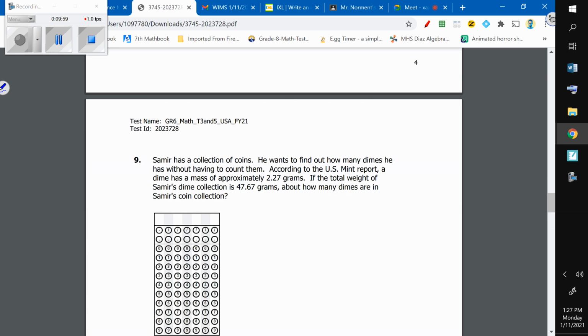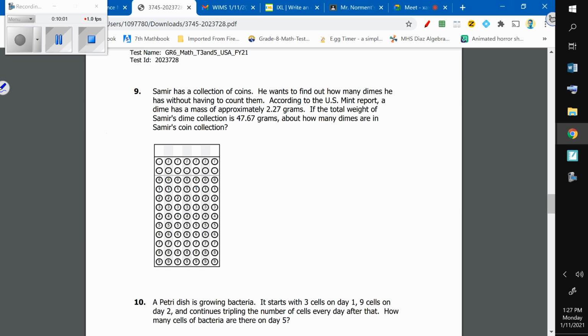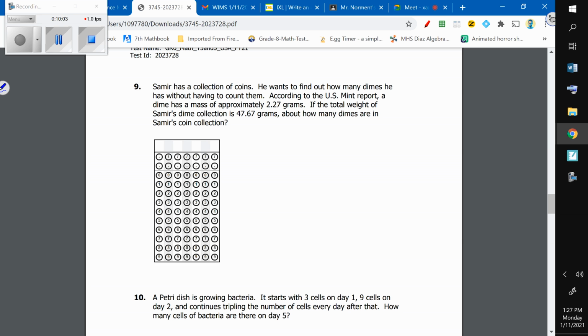Number 9, Samir has a collection of coins. He wants to find out how many dimes he has without having to count them. According to the U.S. Mint report, a dime has a mass of approximately 2.27 grams. If the total weight of his collection is 47.67 grams, about how many dimes are in his coin collection?